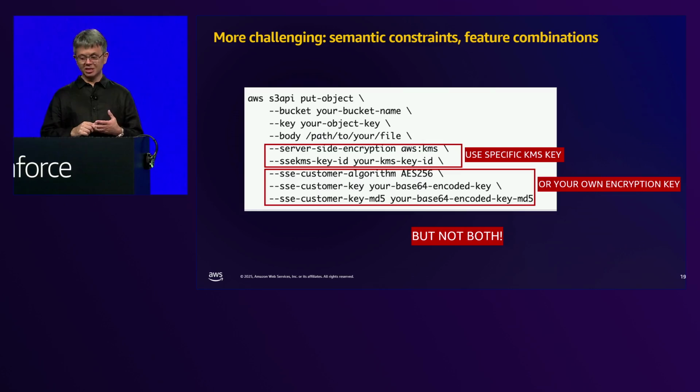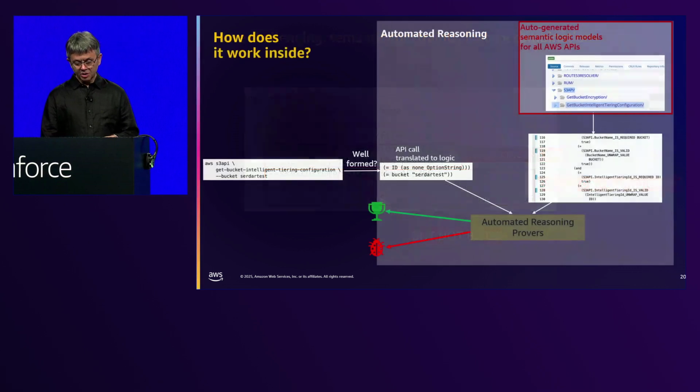And this expertise is something that we want to help humans and LLMs with, to make programming more convenient, but more correct and secure at the same time. So what can we do to help this situation? Well, at AWS, we are the ones who are building these services. So we know what features there are, what requirements there are, and what a correct, well-formed API call needs to be like. So what we did was we auto-generated what we call semantic logic models.